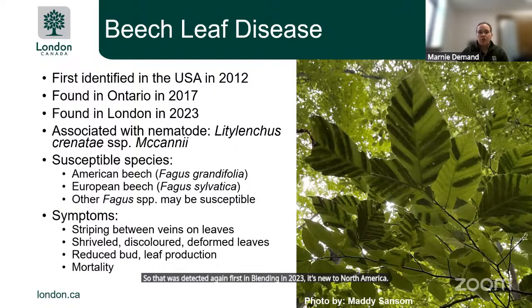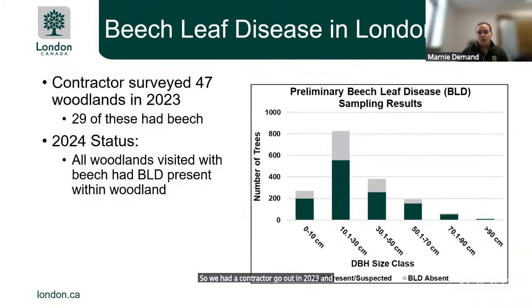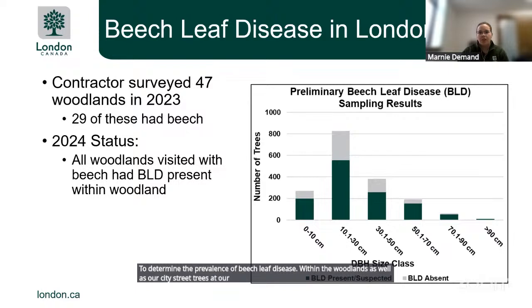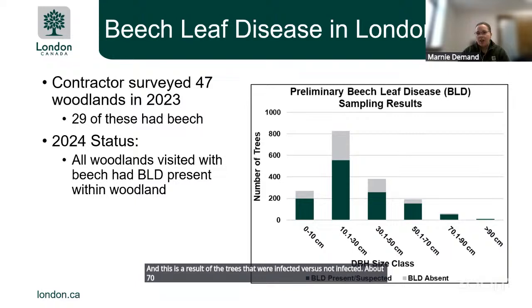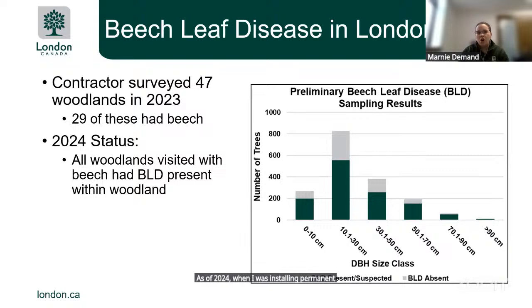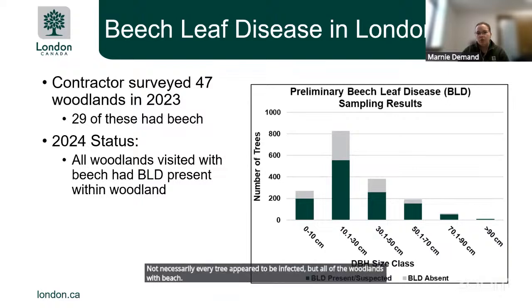We had a contractor go out in 2023 and look at some of our woodlands to determine the prevalence of beech leaf disease within the woodlands, as well as our city street trees that are beech. There are not a lot of those, but they looked at those as well. They looked at 47 woodlands. Of these, 29 had beech, and this is a result of the trees that were infected versus not infected. About 70% of the trees had beech leaf disease. As of 2024, when I was installing permanent sample plots last year, all of the woodlands that had beech had beech leaf disease detected in them. Not necessarily every tree appeared to be infected, but all of the woodlands with beech had at least one tree that was affected.